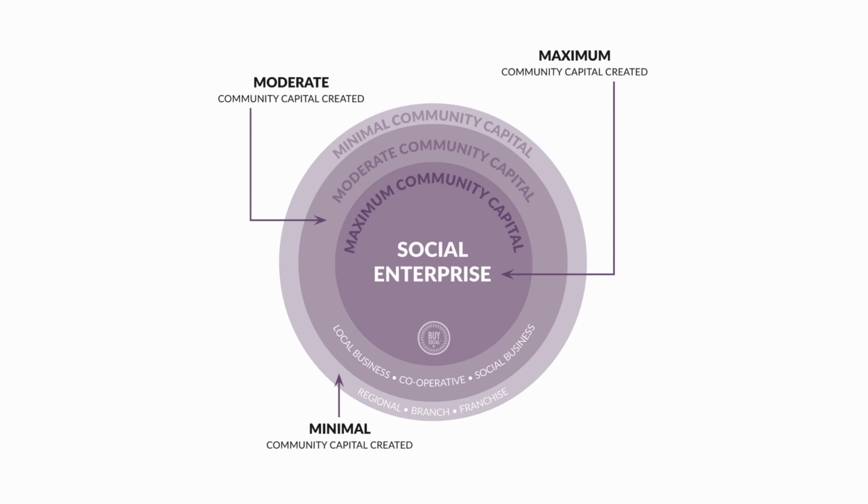So within this concentric circle model, social enterprise is at the center, considered to have the most contribution to community capital. It builds up the local community best because of its emphasis on the mission. Then, surrounding the social enterprises, you have local businesses, cooperatives, and social business. Those create some community capital, and so they're included in the model. And then other businesses, including regional, branch, franchise, the kinds of things you'd think of as standard business, are included in the outer circle.